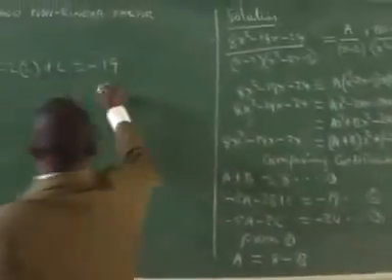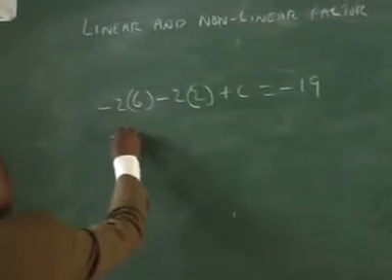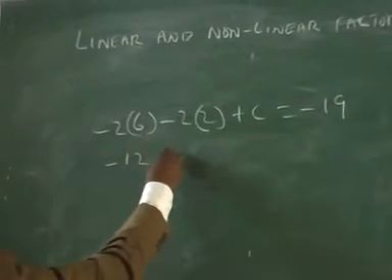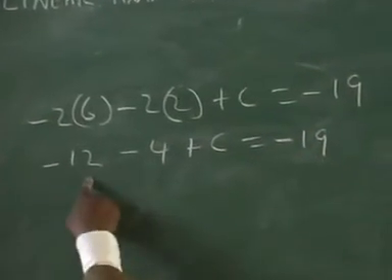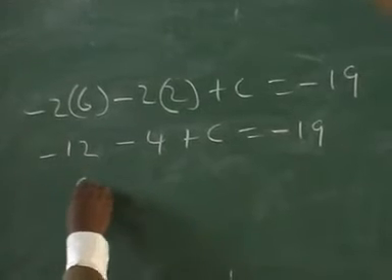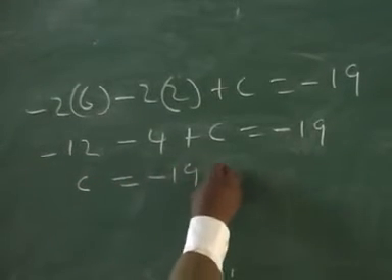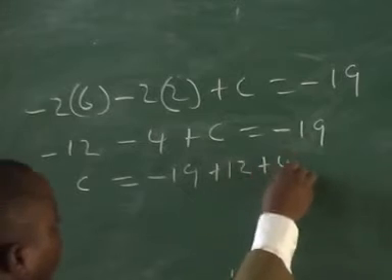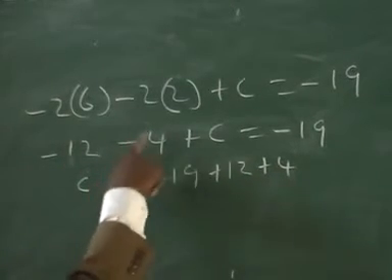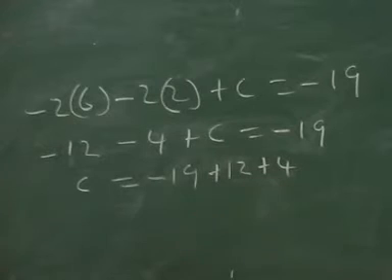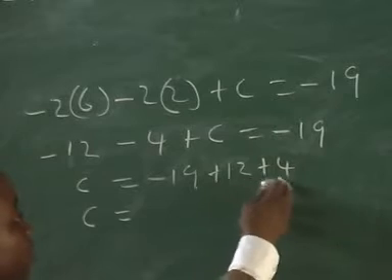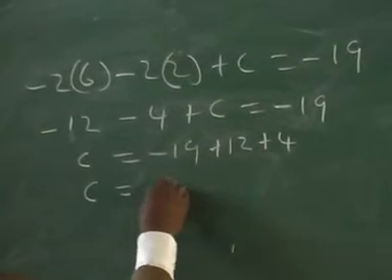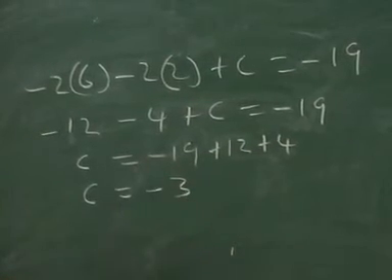Now we can continue from here, and we say minus 12, that is 2 times 6, minus 4 plus C will be minus 19. So that C will be equal to minus 19 plus 12 plus 4. This 12 and minus 4 are moving to this side, so they become positive. And if we do that, we see that 12 plus 4 is 16. So 16 minus 19 gives us minus 3. So C is minus 3.